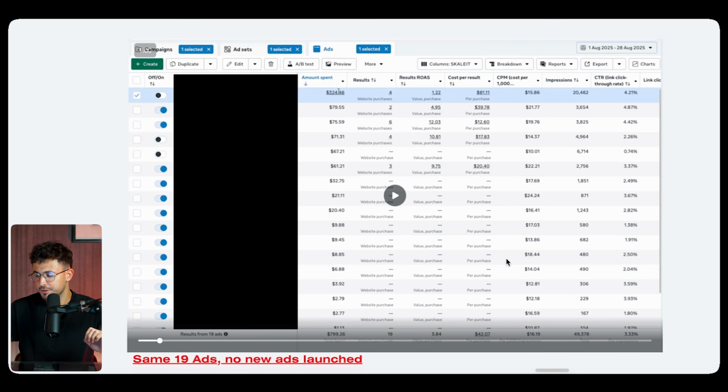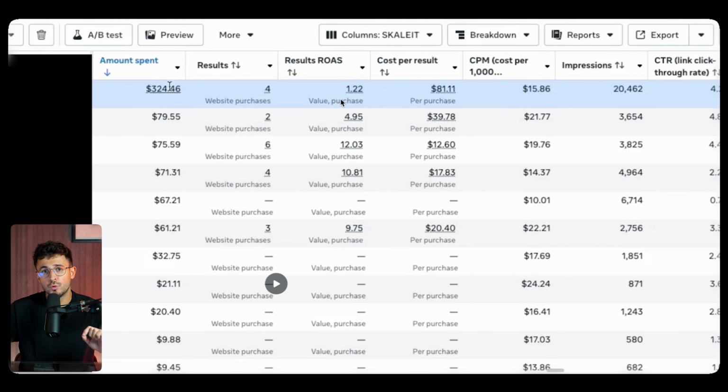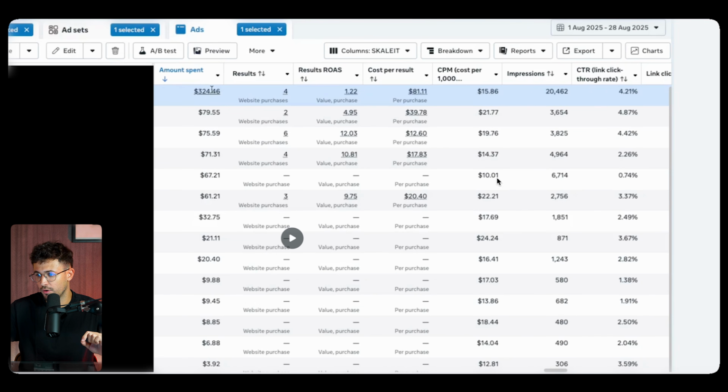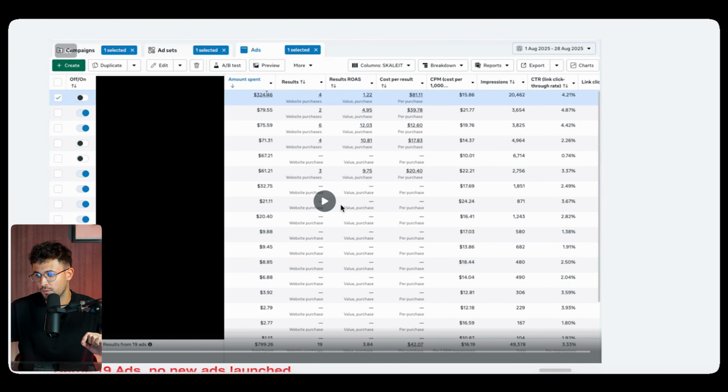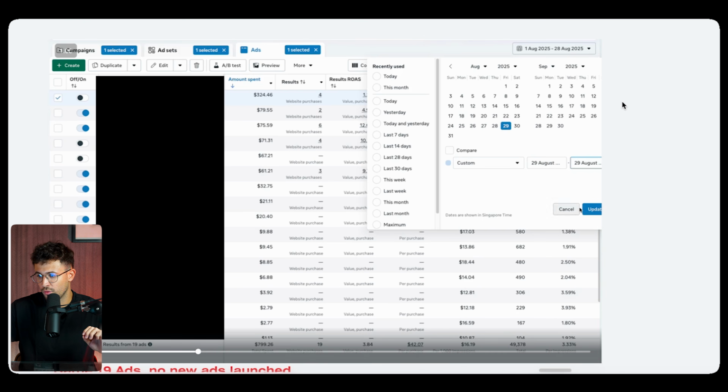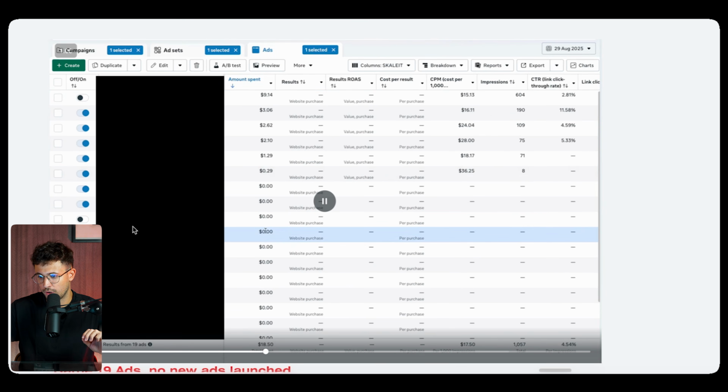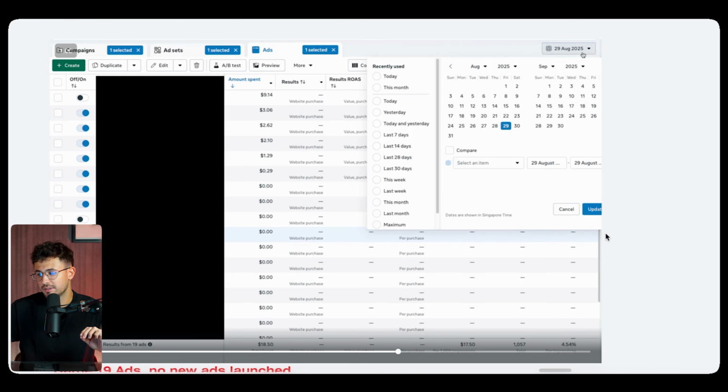So during this period, there was this ad here that now is off. It spent most of the budget, as you can see, right? With a 1.22 return on ad spend. And the overall return on ad spend of the account was 3.84. Now look exactly what happened. This is August, right? Then on the 29th, this ad was turned off. As you can see, it's zero spend. On this date, after this date, what happened 1 month after?